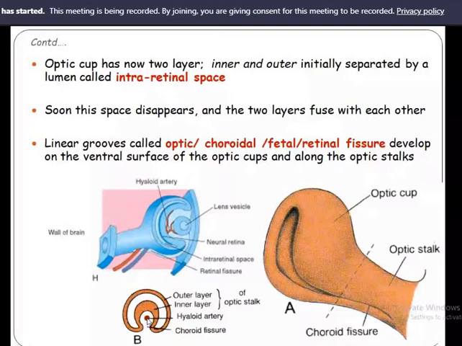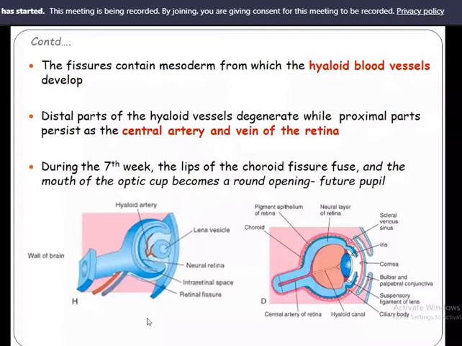Did you understand up to here now? Yes, ma'am. Now next one is how the retina is formed.